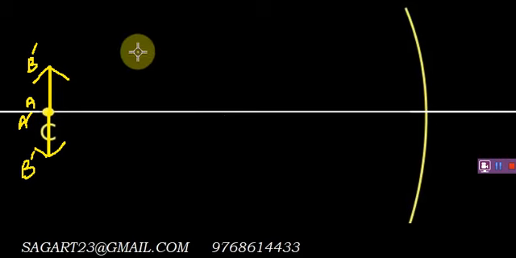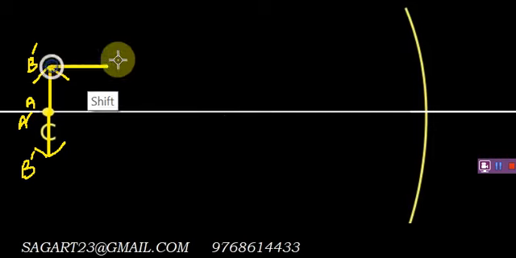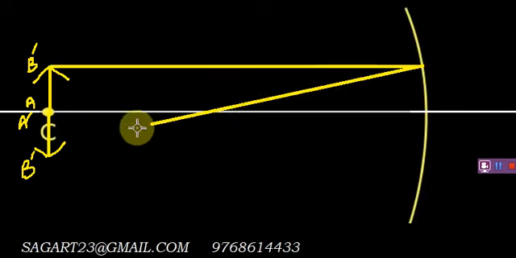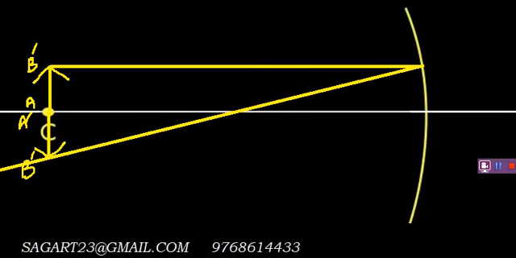We draw ray number 1, which is starting from the tip of the arrow going towards the mirror. Now when this ray reflects, it should pass through the tip of the arrow. So this point where the ray cuts the principal axis must be the focus. So this is the incident ray, this is the reflected ray, and this point where it cuts the principal axis, that point we label as focus.